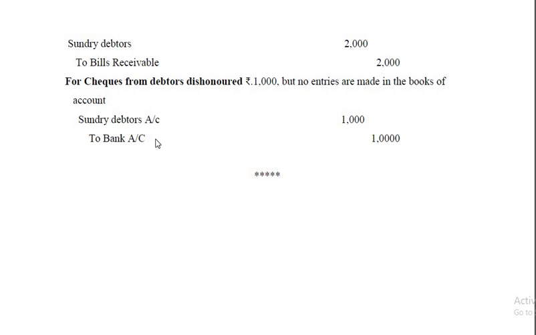Then cheques from debtors dishonored 1,000, but no entries are made in the books of account. So cheques. When you receive the cheque, bank account debit to sundry debtors. It is received from the debtors. Now the cheque is dishonored, so reverse entry, sundry debtors account to bank. How to give the effects? The sundry debtors account is a debit balance, so further debit means it should be added. Bank account is a debit balance. Here credited means it should be deducted in the balance sheet.